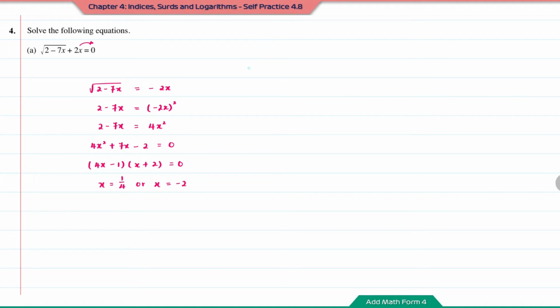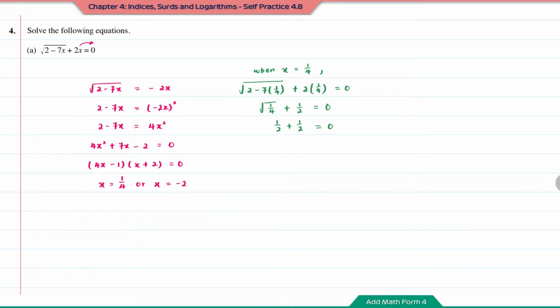So now, when x is equal to 1 over 4, we substitute it back into the original equation. The x, we're going to substitute with 1 over 4, and the x here as well. Now here you're going to get the square root of 1 over 4, and here you're going to get 1 over 2. So the square root of 1 over 4 is 1 over 2.